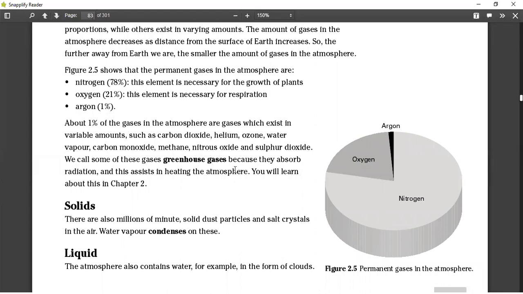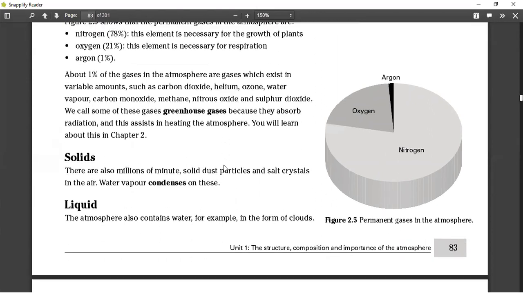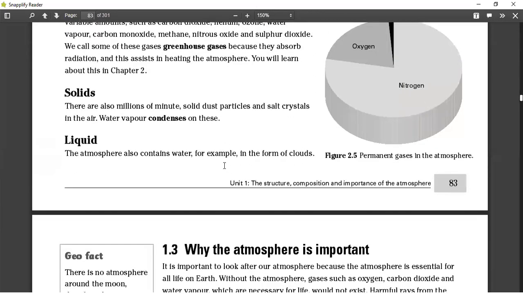Right. The point that we wanted to get to is the greenhouse. When we're talking about the greenhouse, let me just finish the statement. Because they absorb radiation and this assists in heating the atmosphere. You learn about this in chapter 2. Right. A brief explanation. When we talk about greenhouse, we're talking about how heat is trapped on Earth and can't escape. Like, for example, let me just open an example of a greenhouse, then you can see what I'm talking about.